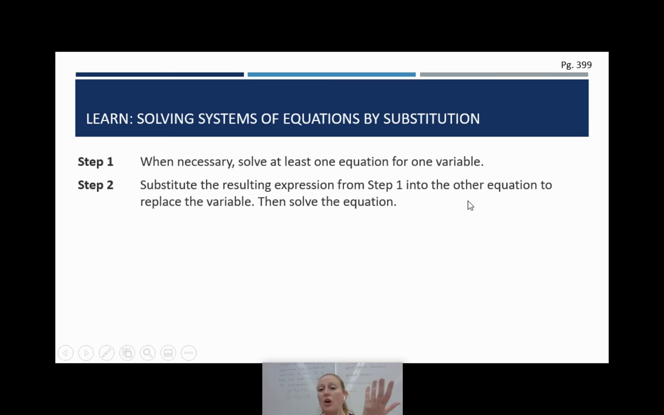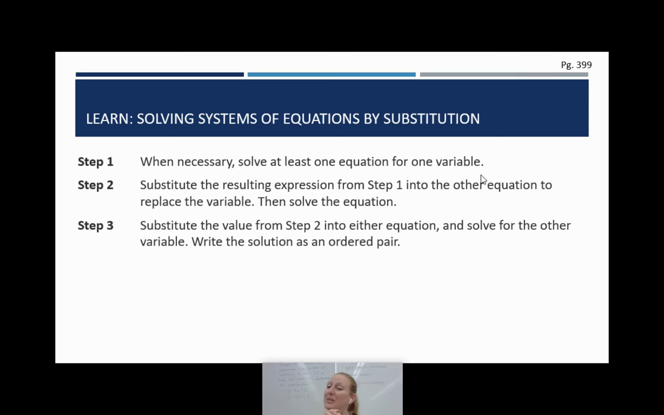Now, once I've solved the equation and I have one variable, well, that's great. But remember, a system of equations has two equations because it has two variables. So we need step 3, where we substitute the value from step 2 into the other equation. Into either equation, actually, it really doesn't matter which equation you plug it into, and solve for the other variable. And then we'll write the solution as an ordered pair.